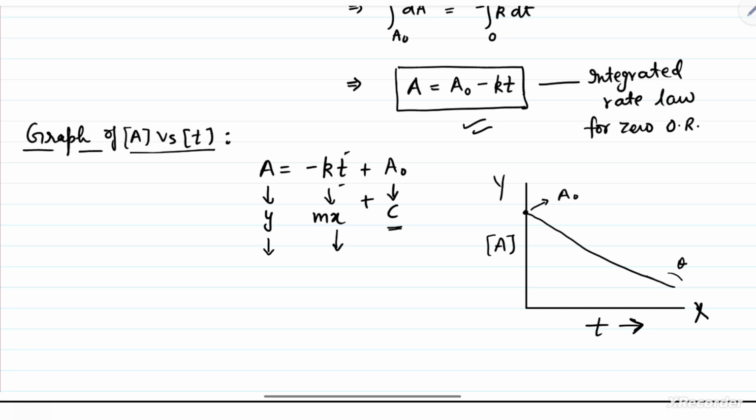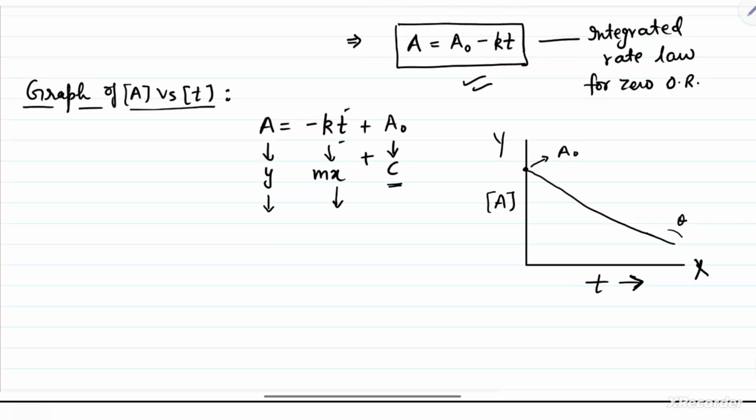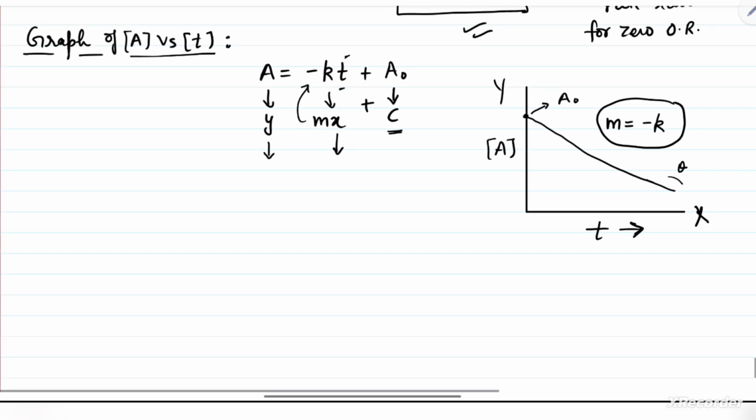Okay, and now what is the value of the slope, because this question is important for multiple choice. So what is the value of slope? M is called slope. What is the value of m when we compare with this? This is minus k. So this you have to remember. For a zero order reaction, when we plot a curve between concentration versus time, the value of slope m is minus k, and this line also represents a negative slope.